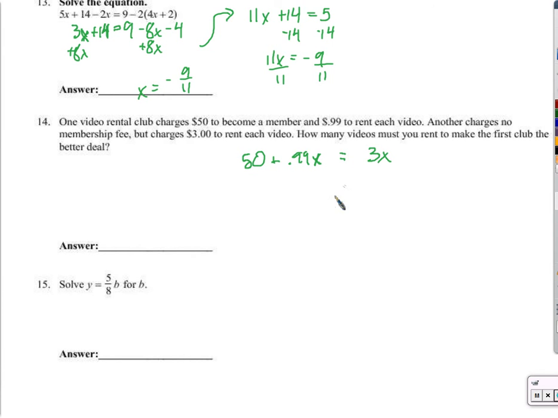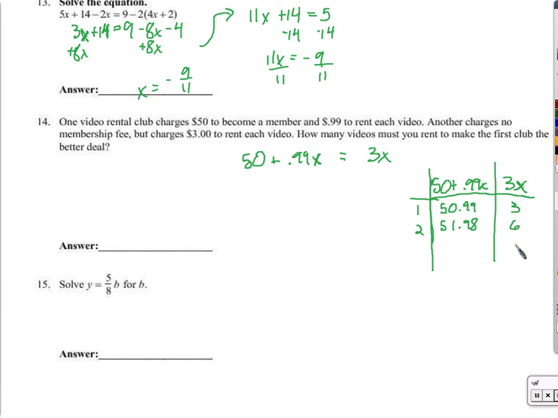And once they're equal to each other and go a little bit past that, then this one will start to be a better deal. Because it doesn't take long, with a little investigation, to understand that for a small number of videos, I want to go to this place here, right? Because for one video, this is $50.99, and for one video, this is $3. Just an obvious comparison. For two, we already said this would be $51.98, and this one would be $6, right?